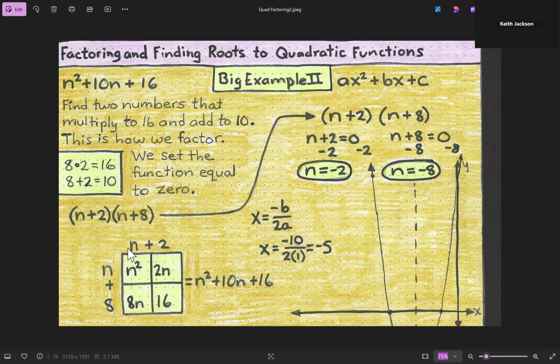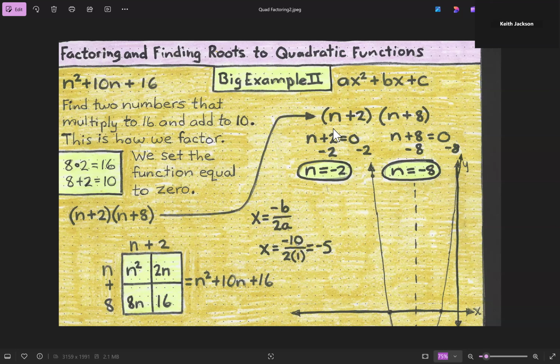And when we multiply n times n, we get n squared. N times 2 will give us 2n. 8 times n will give us 8n, while 8 times 2 will give us 16, knowing that 8n plus 2n will give us 10n. We put the n squared right here. We put the 16 right there. Yes, it works. And so we're going to be working with 2 and 8, and we're going to set those equal to 0 right over here.